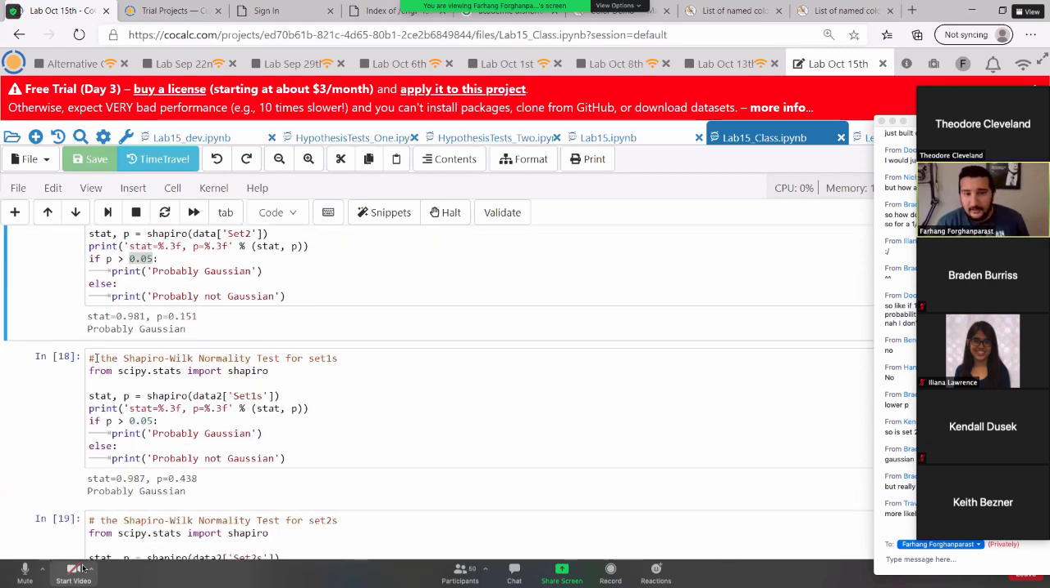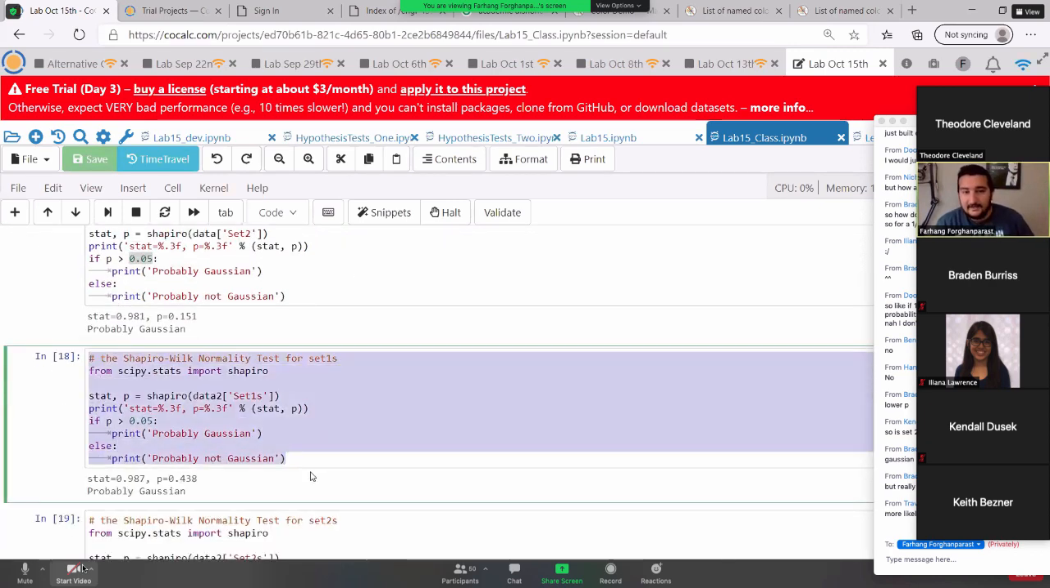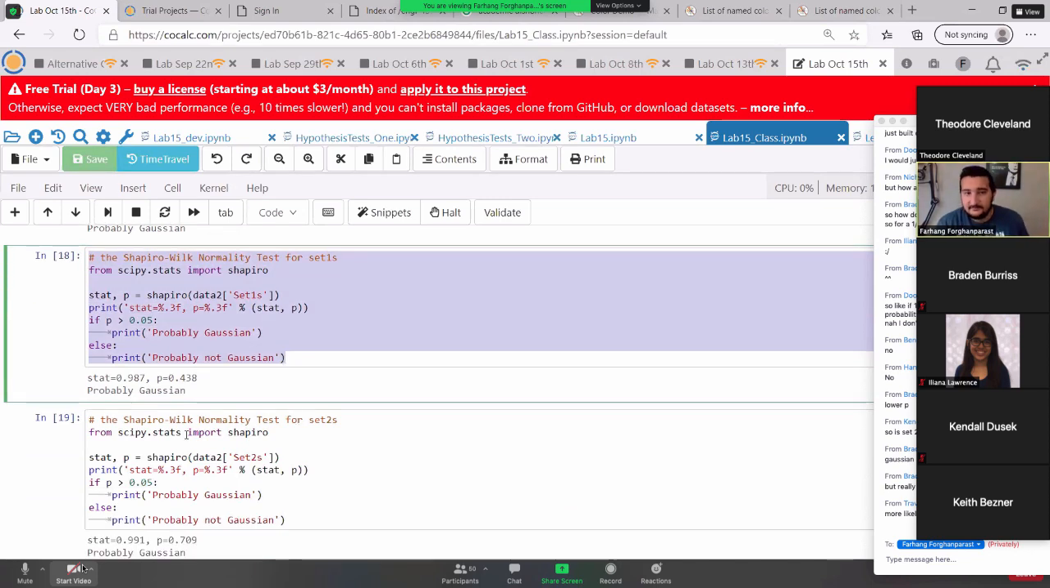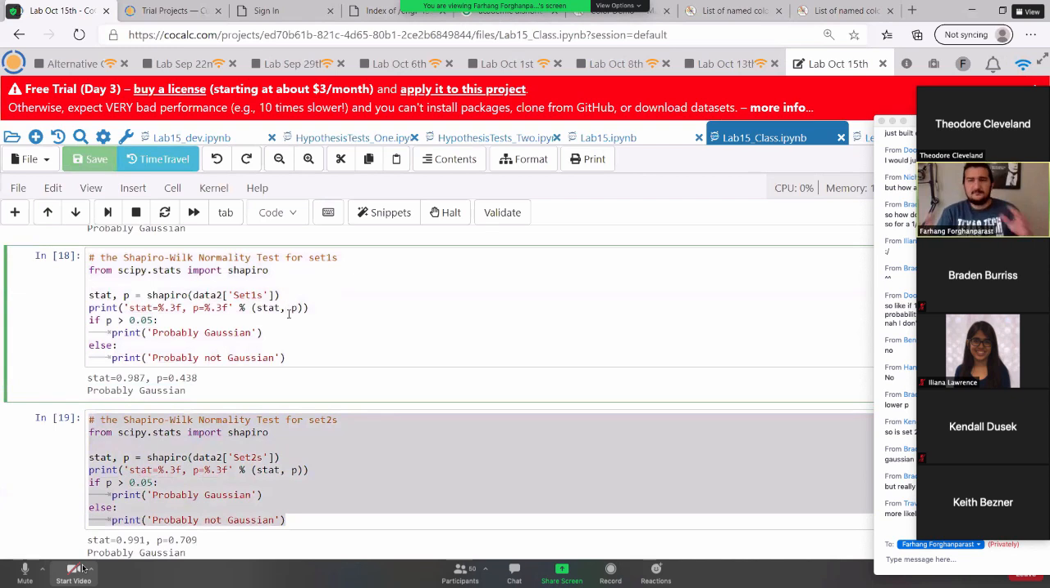Then we went on and checked normality for our set 1s and set 2s. I have a question for you. Do you expect set 1s and set 2s to be normally distributed? Yes. Why? Because they look somewhat symmetrical around their mean. Okay, yes. That's also what I get.